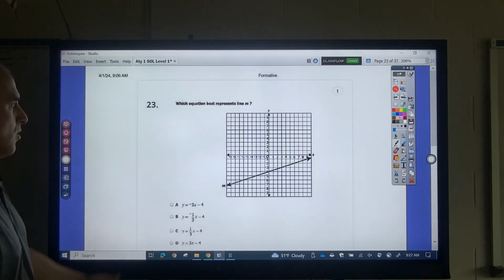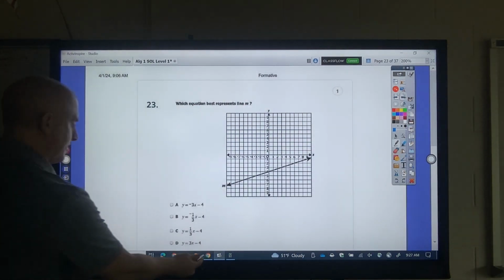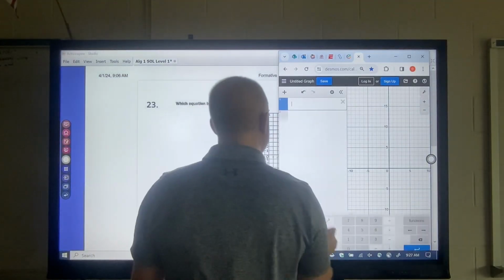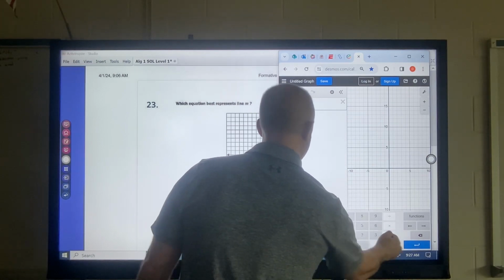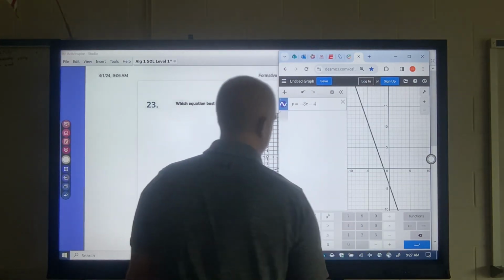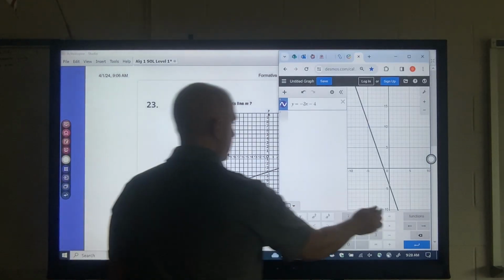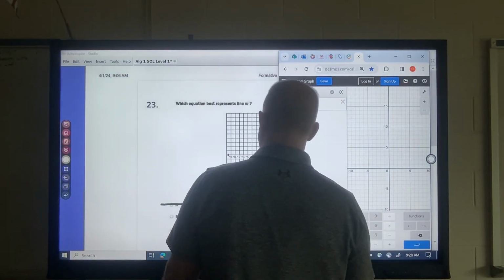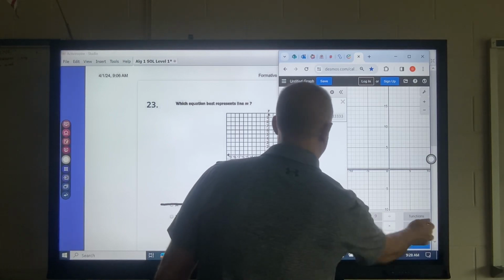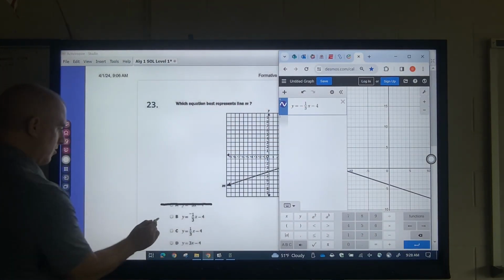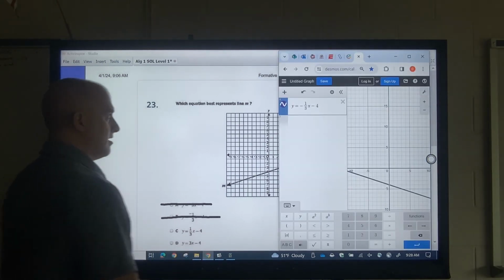Okay, all right, which line best represents this? Once again, we got to match a graph. We'll type these in. Okay, does that look like yours? No. Then type in the next one. -1 divided by 3, click over, x, -4. Does that look like yours? No. Okay.